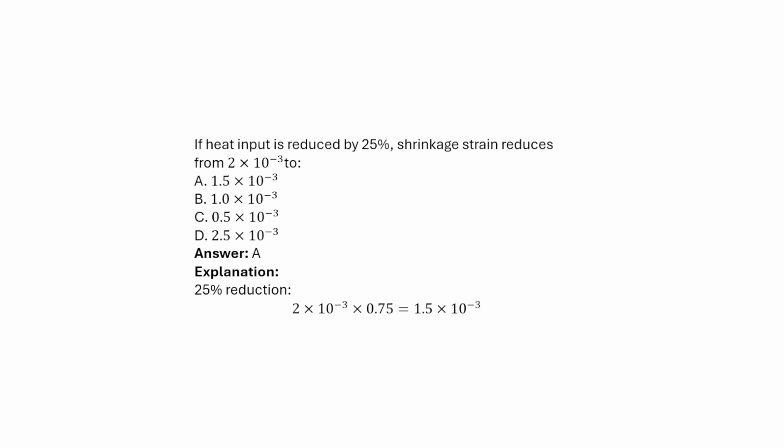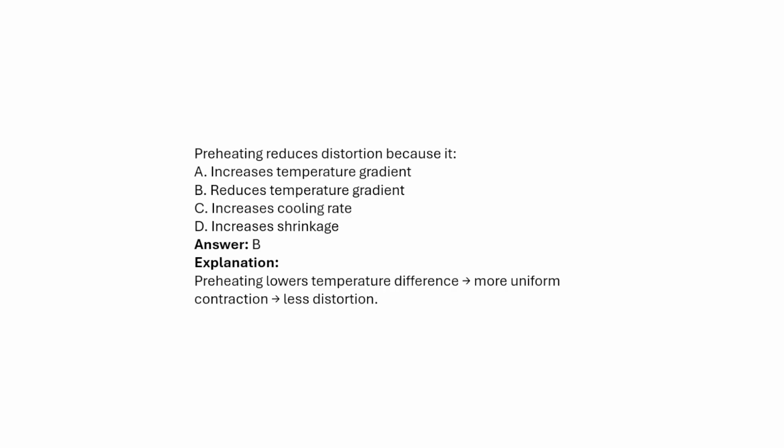If the heat input is reduced by 25%, the shrinkage strain reduces from... So if heat input is reduced by 25%, the total heat input will be 0.75. The shrinkage strain is directly proportional to the amount of heat input. So that means the strain also will be reduced by 25%. That will be 1.5 into 10 to the power of minus 3.